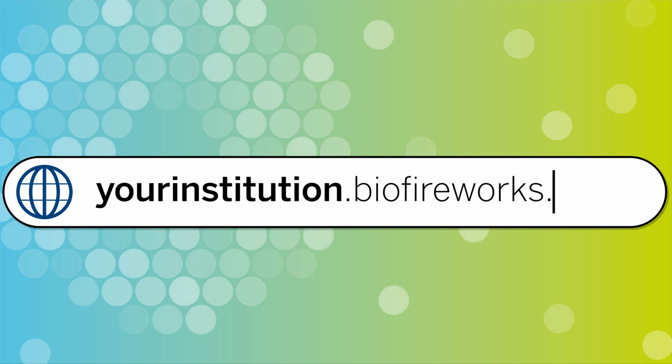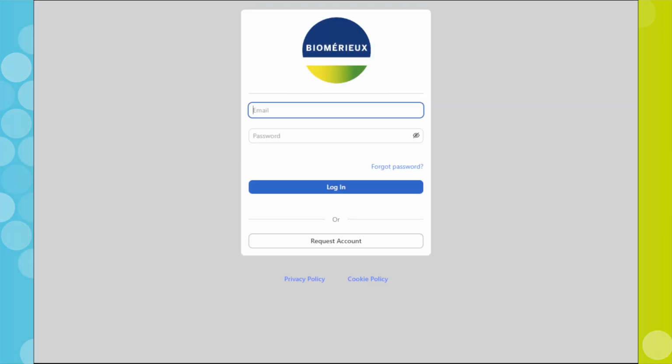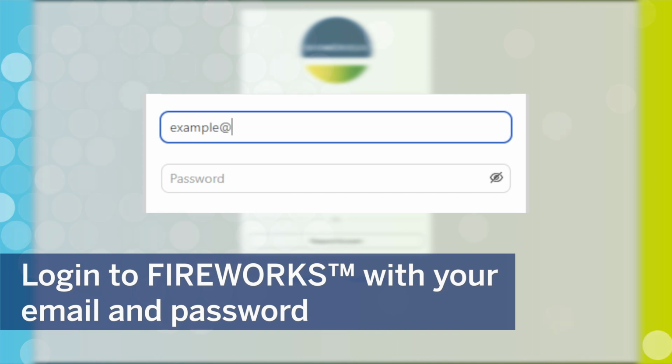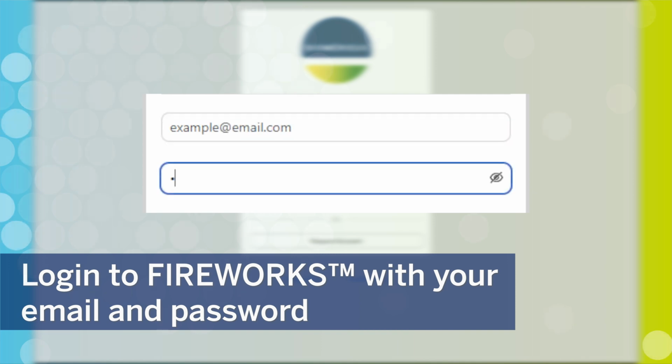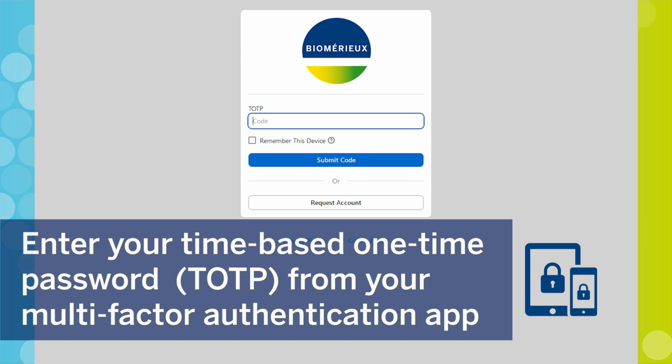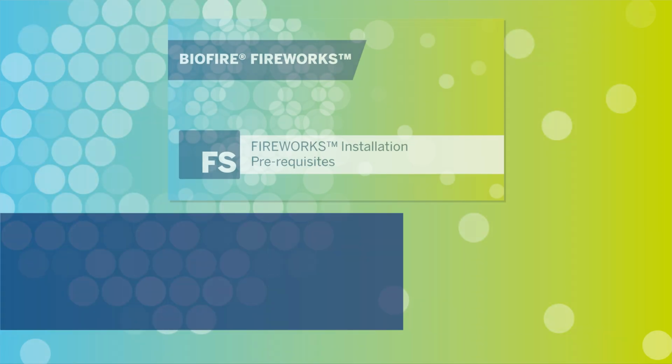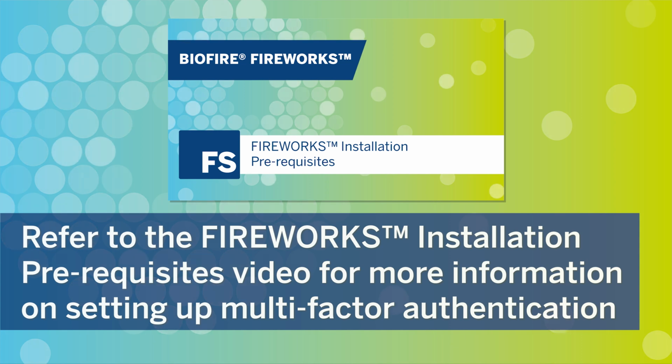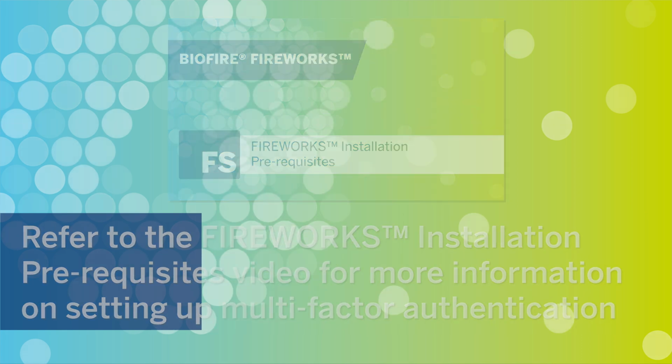Fireworks is a web-based application that can be accessed through a dedicated web address that is custom to your institution. Enter the email and password associated with your Fireworks account and click Login. Once logged in with your email and password, you will also need to enter a time-based one-time password from your multi-factor authentication app. Refer to the previous video, Fireworks Installation Prerequisites, for information on how to set up multi-factor authentication.